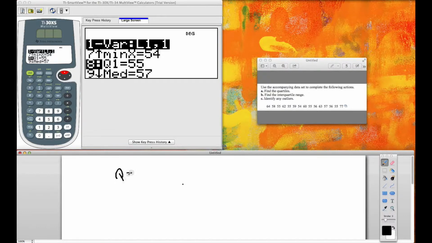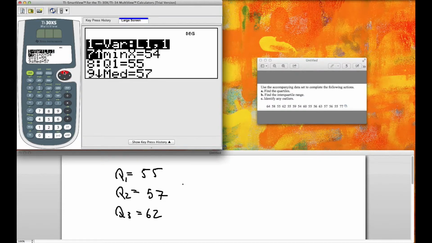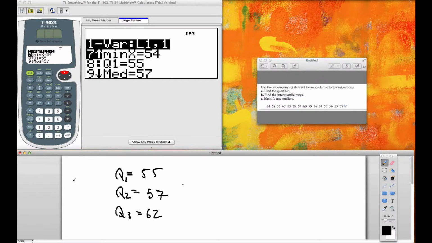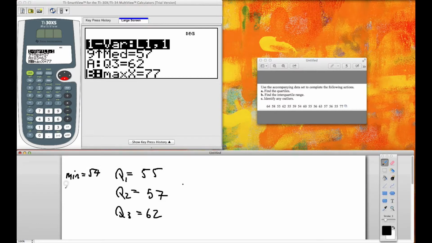So the first quartile is 55. The second quartile is the same as the median, which is 57. And the third quartile is 62. We also want to write what the minimum is. So minimum is 54. And the maximum is 77. Okay, so we found A.